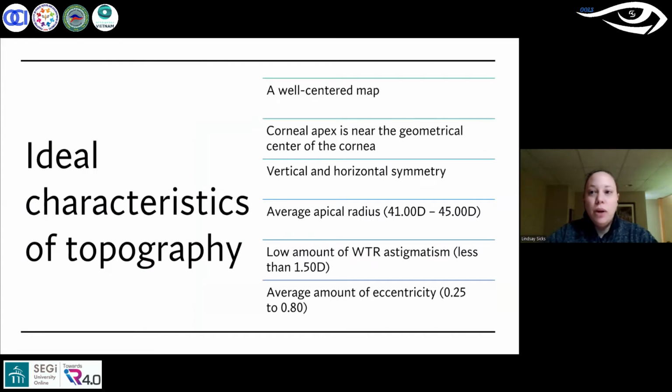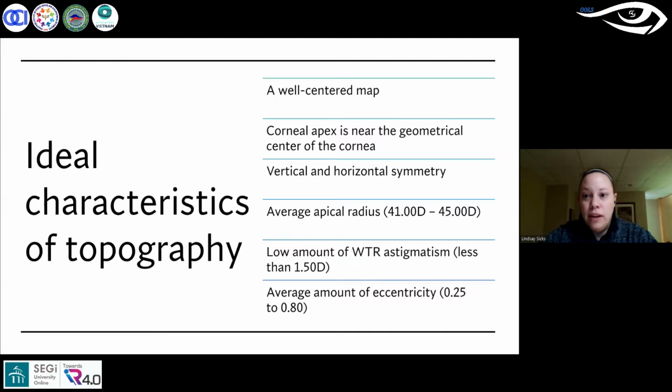So on our topography, what are we looking for in a good candidate? Well, we want a map that's well-centered, doesn't have any data gaps from those lids or lashes that get in the way. It's also very helpful to us in terms of fitting and results if the corneal apex is near that geometric center of the cornea. When those two things are not together, it creates problems in terms of lens centration.